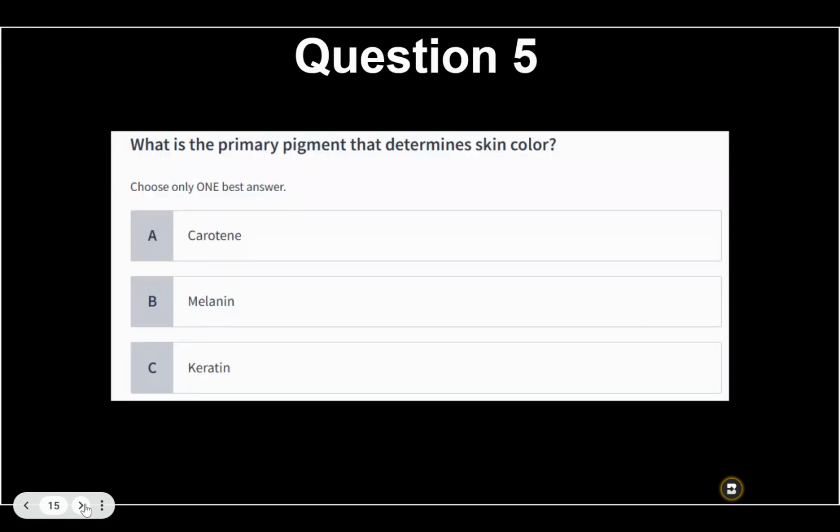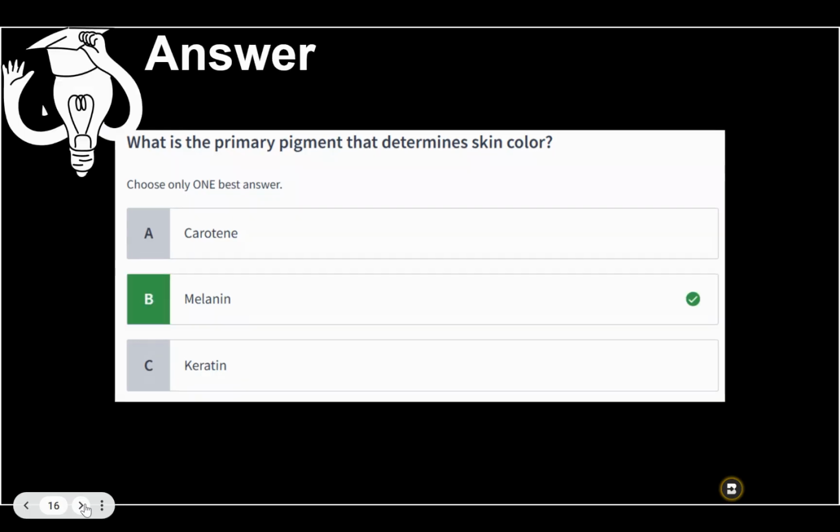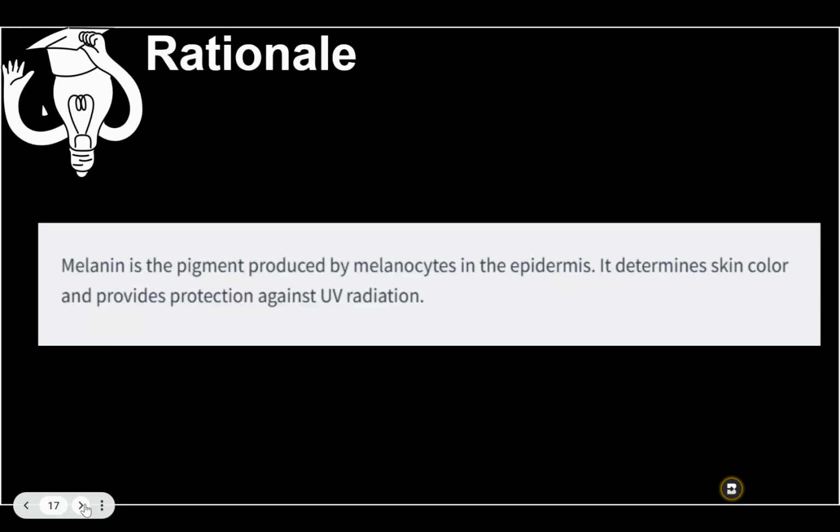Question number 5. What is the primary pigment that determines skin color? Is it A, keratin, B, melanin, or is it C, keratin? Now, if you said B, melanin, then you are correct. Melanin is a pigment that's produced by melanocytes in the epidermis of the skin. It determines skin color and also provides protection against UV radiation.